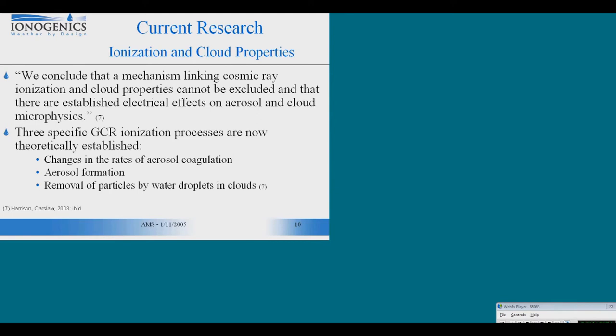The conclusion is really that ionization has to be linked to cloud processes, to the microphysics of clouds. And if ionization is linked to the microphysics of clouds, it's also linked to weather. There are three processes that have been theoretically established for cosmic ray ionization. First of all, it's aerosol formation by lowering the nucleation barriers. Two, it's changing the rates in which aerosols grow due to coagulation, but also due to condensation. And three, ionization is associated to the removal of particles by water droplets at the surface of clouds.